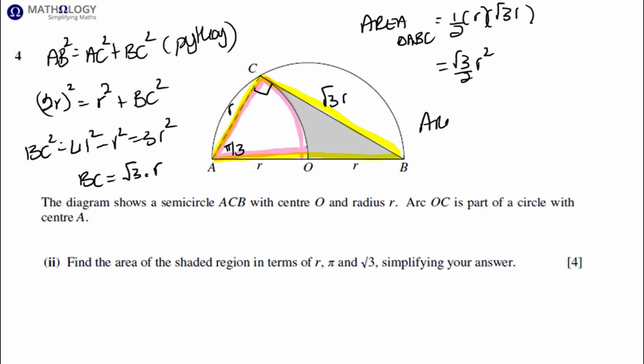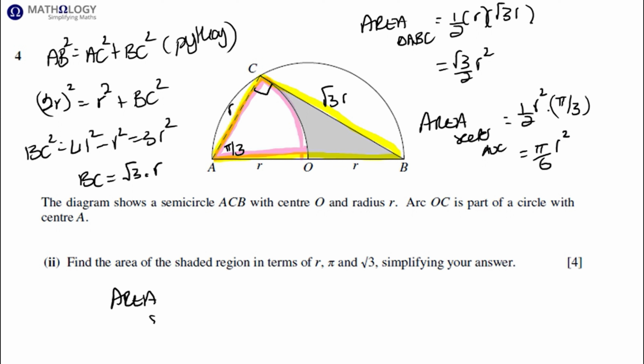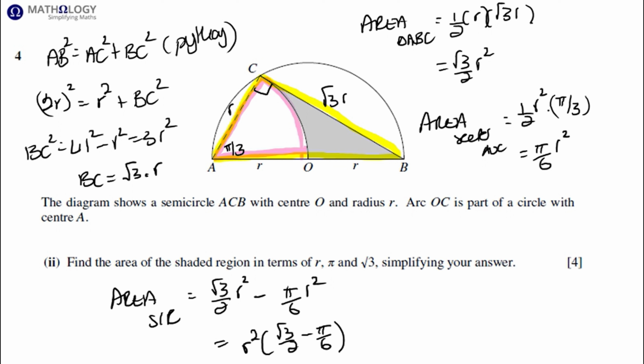The area of the sector AOC is a half R squared times the sector angle, which is pi by 3. So that'll be pi by 6 R squared. The area of the shaded region is the area of the triangle, root 3 over 2 R squared, minus the area of the sector, pi by 6 R squared. You can just clean that up by taking out a common R squared times root 3 over 2 minus pi by 6, and we can leave it in that form.